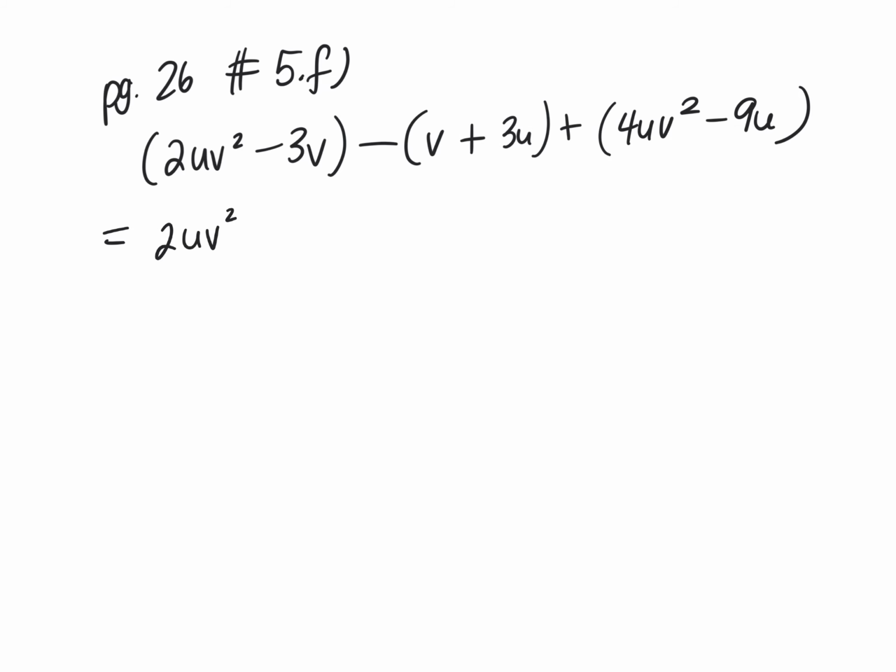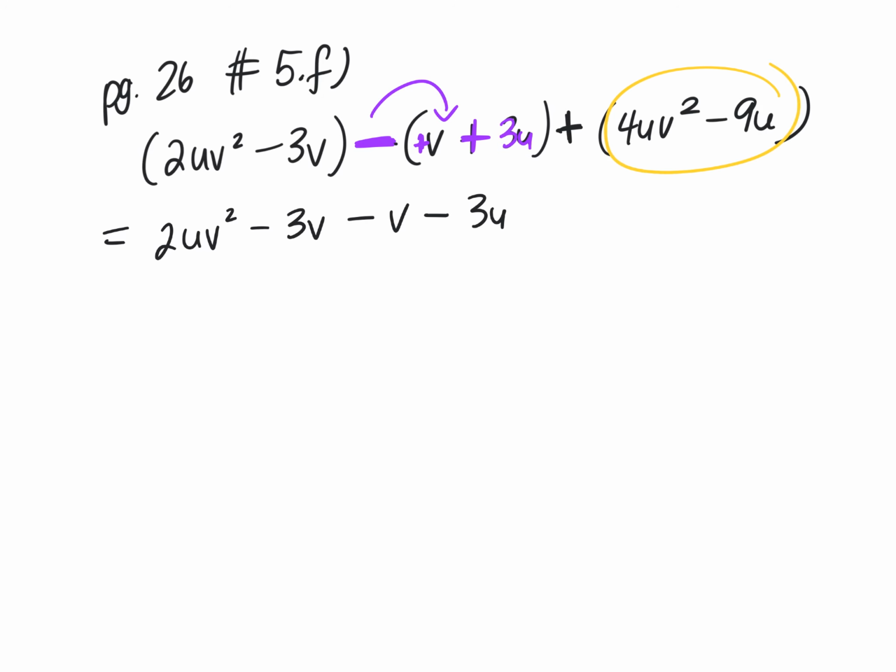2uv squared minus 3v plus v y plus v. It's take away a v. Taking away, this is a positive v. So what is it? So it becomes negative v. And then it's take away a positive 3u. What does the positive 3u become? Okay. And then I'm adding this.